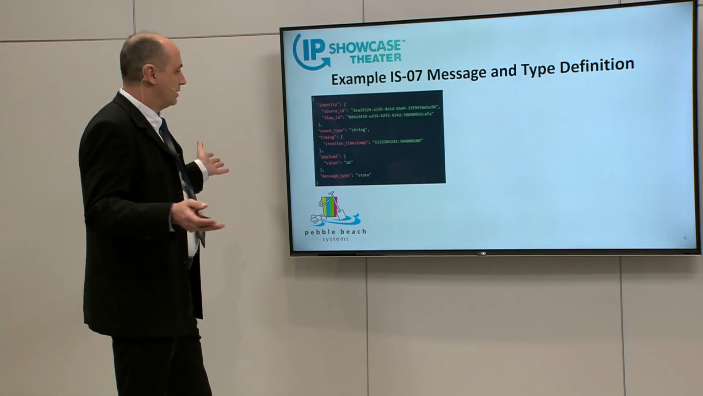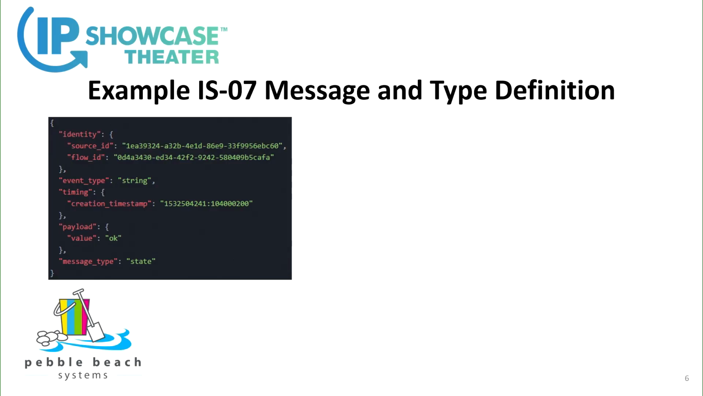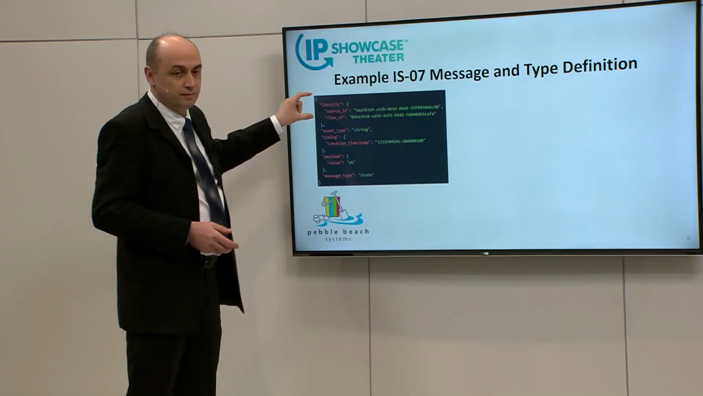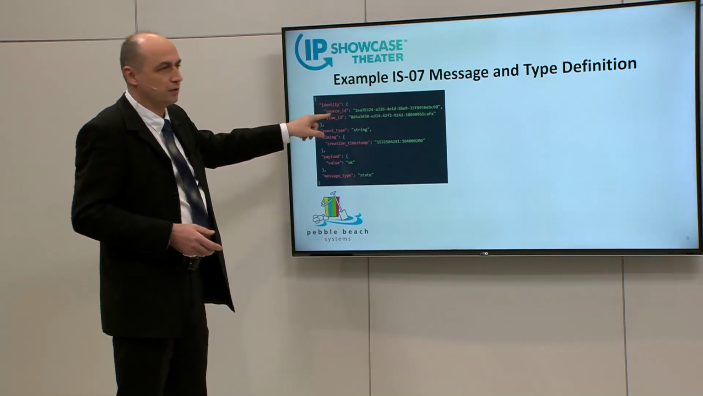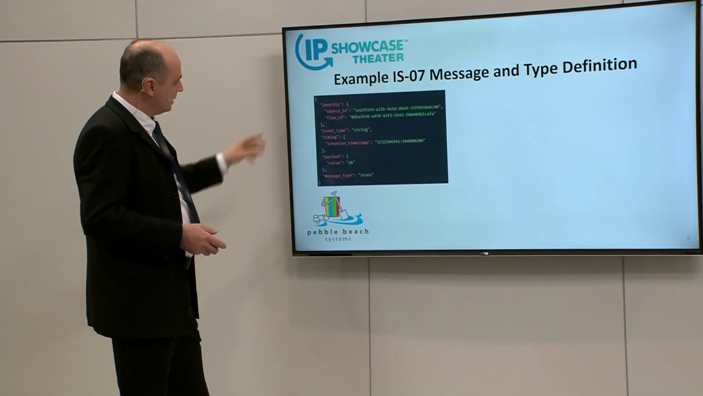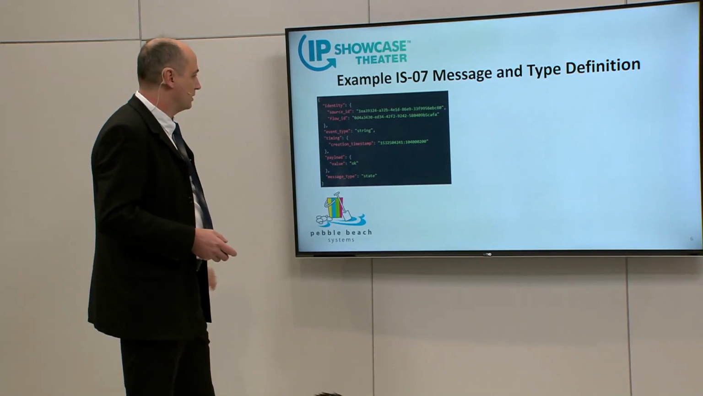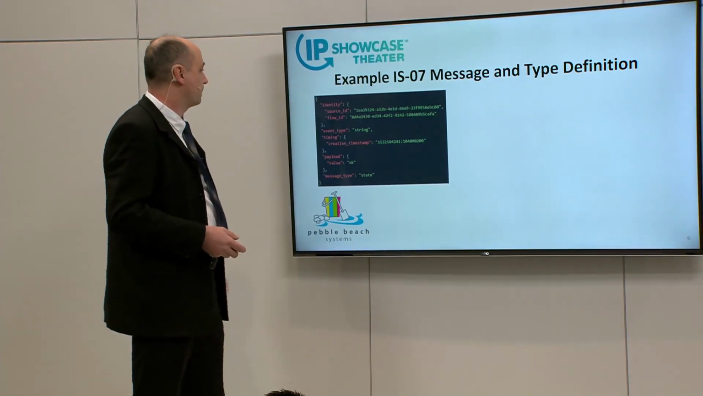So how does it look in JSON? So this is a sample message. It doesn't have all the possible fields, but has, let's say, a decent set of them. So there is an identity section which says which source it belongs to and which flow it belongs to. That is particularly useful when debugging some issues that you might encounter.